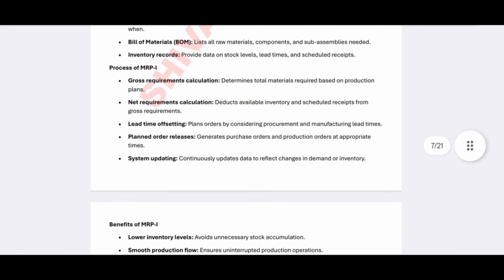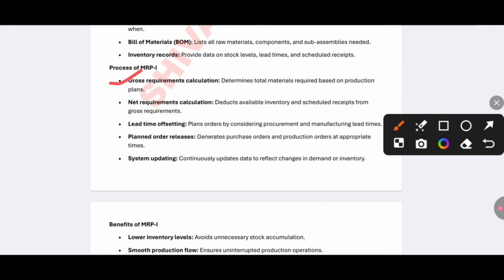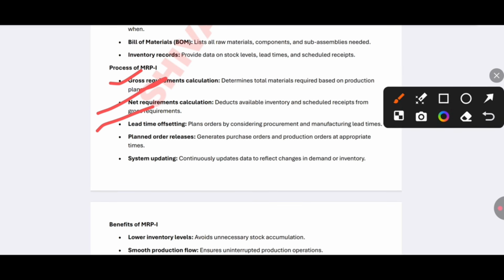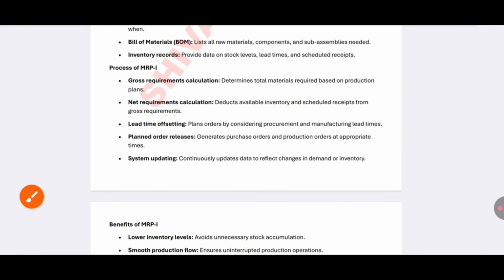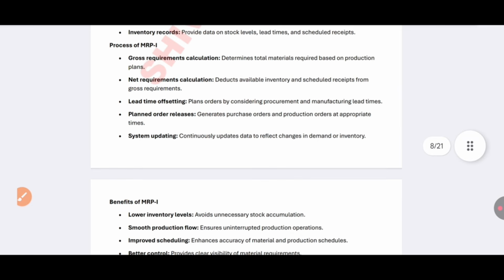Then what is the process? First one, GRC, that is gross requirements calculation. Total materials based on the production plan, it is able to calculate that. Next one, net requirements calculation, based on the receipts from the gross requirement, it is able to calculate that also. Next one, lead time offsetting. Lead time offsetting is nothing but the procurement lead times, meaning how long orders take to come. Next one, planned order releases. According to the planned times, we are dispatching or not. Next one, system updating, whether the system is updated according to the stock or not, it will be able to track that. So this is the process of MRP1.